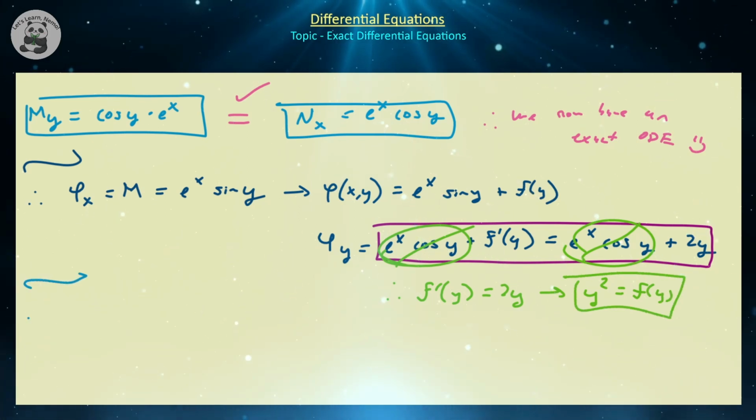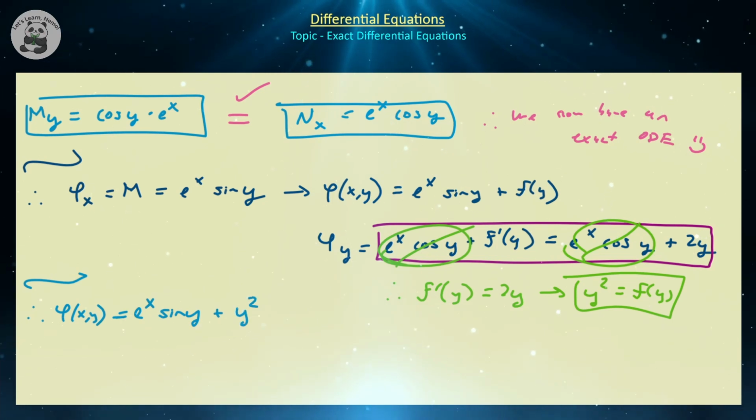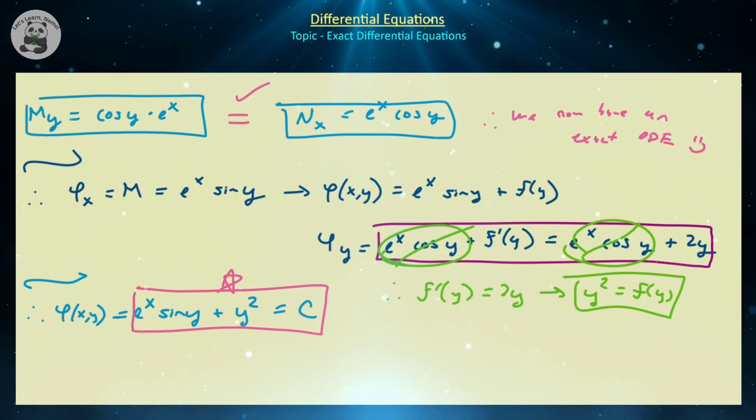Once we have that, then we have that phi of x, y is equal to e to the x sine of y plus our function of y squared, and we already know that the only way that this can be our solution is if phi is equal to a constant. Therefore, this right here in this little pink box is our implicit solution to our original non-exact differential equation.